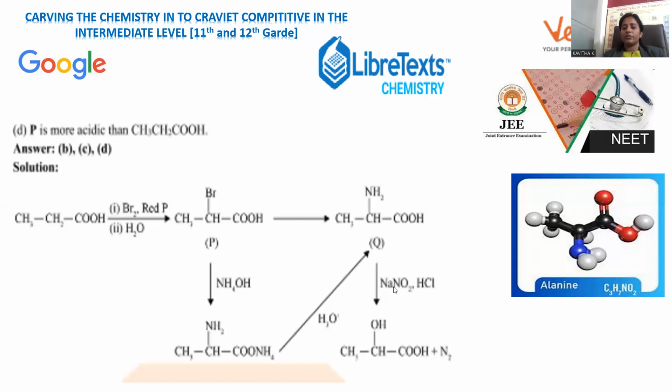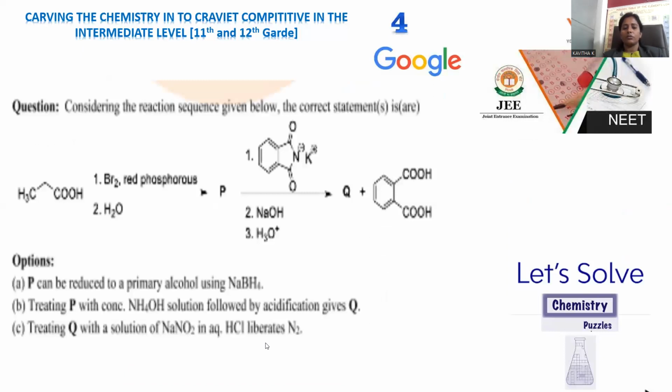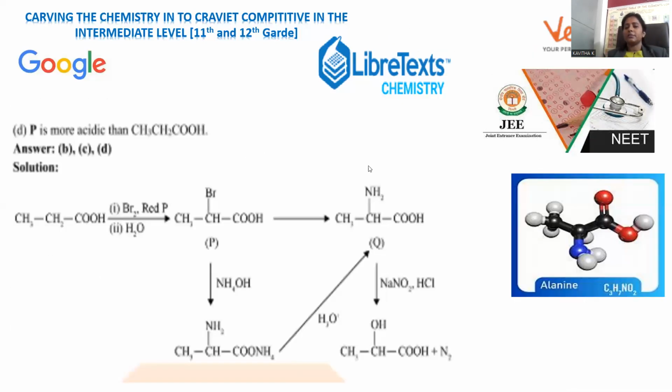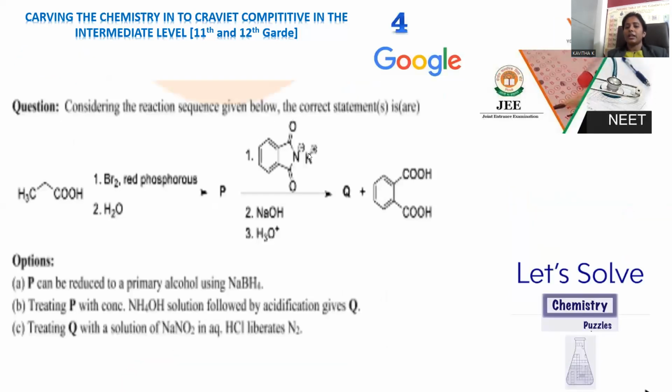From this one nitrogen, so that nitrogen gas evolved. Whatever they are saying, absolutely correct. Okay, so this is the way. In general, this mechanism is used for the synthesis of primary amines. Everybody is aware that potassium phthalimide is more selective for the synthesis of primary amines. Primary amines can be synthesized.